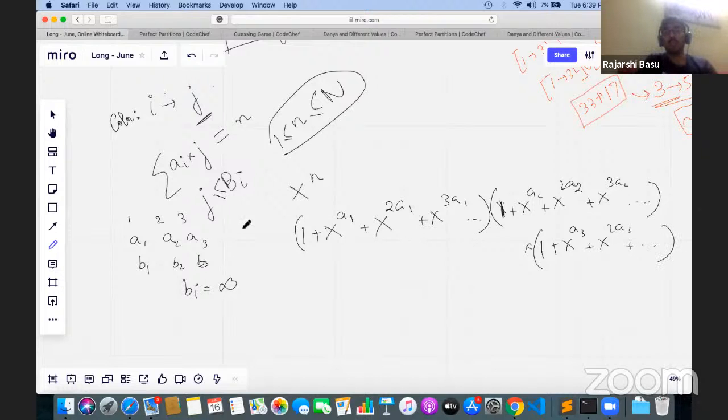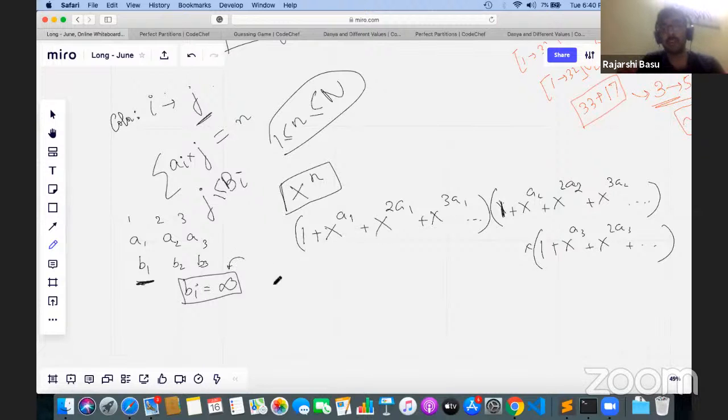So if we could expand this entire thing and find the coefficient of x to the power n, that is just our answer. Okay. Now what we do is, the b_i are not all infinity, right? We are given a certain upper bound on the b's. So now we can reduce this problem to a case where we are given some infinity.